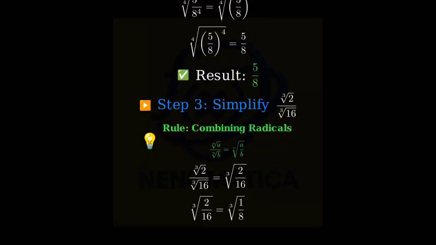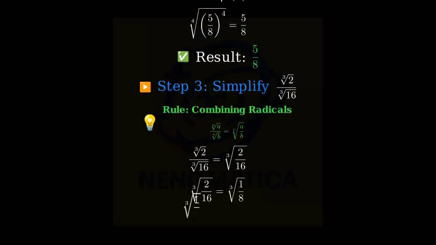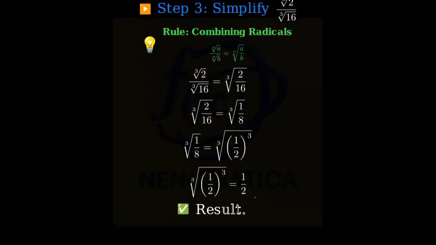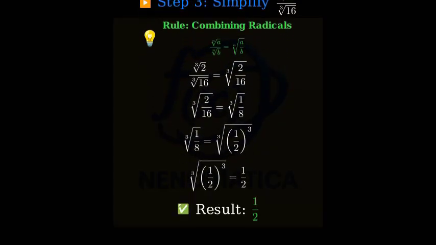Simplifying the fraction inside the radical, we get 2 over 16, which is 1/8. Now we can rewrite 1/8 as 1/2 cubed. When we have the cube root of something raised to the cube power, it simplifies to just the base. So the cube root of 1/2 cubed is just 1/2.